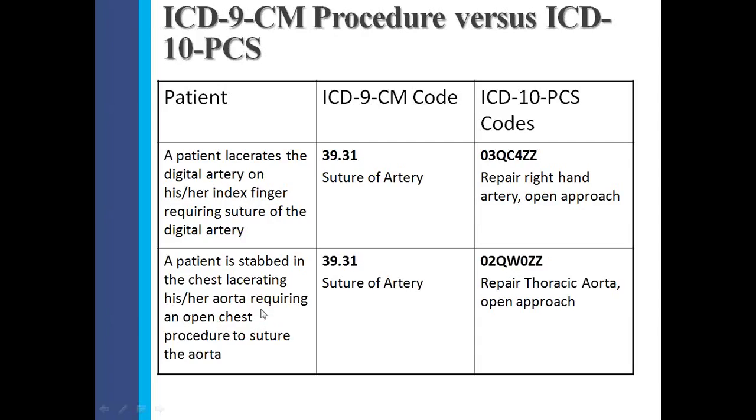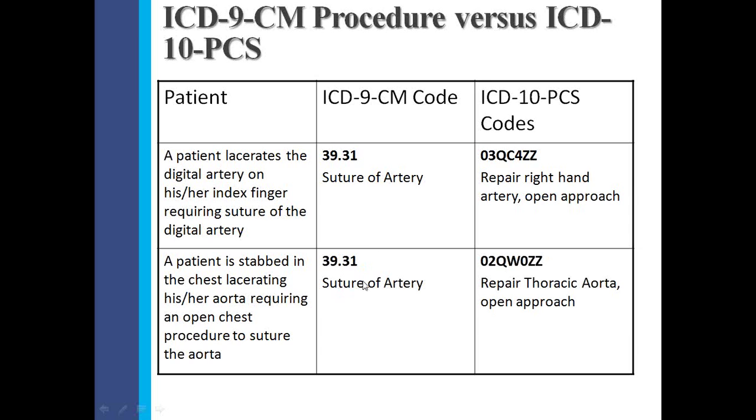It means this patient's in trauma, they're going to die, because that artery, the biggest artery in the body, the aorta, if it's open, they can bleed out very, very quickly. That's hugely different than the first scenario. But due to the limitations in ICD-9, I'm still coding it exactly the same. I'm coding it to 39.31, suture of the artery. So that doesn't show me the difference between the severity of illness. It doesn't show me what my doctor had to do to save this patient's life.